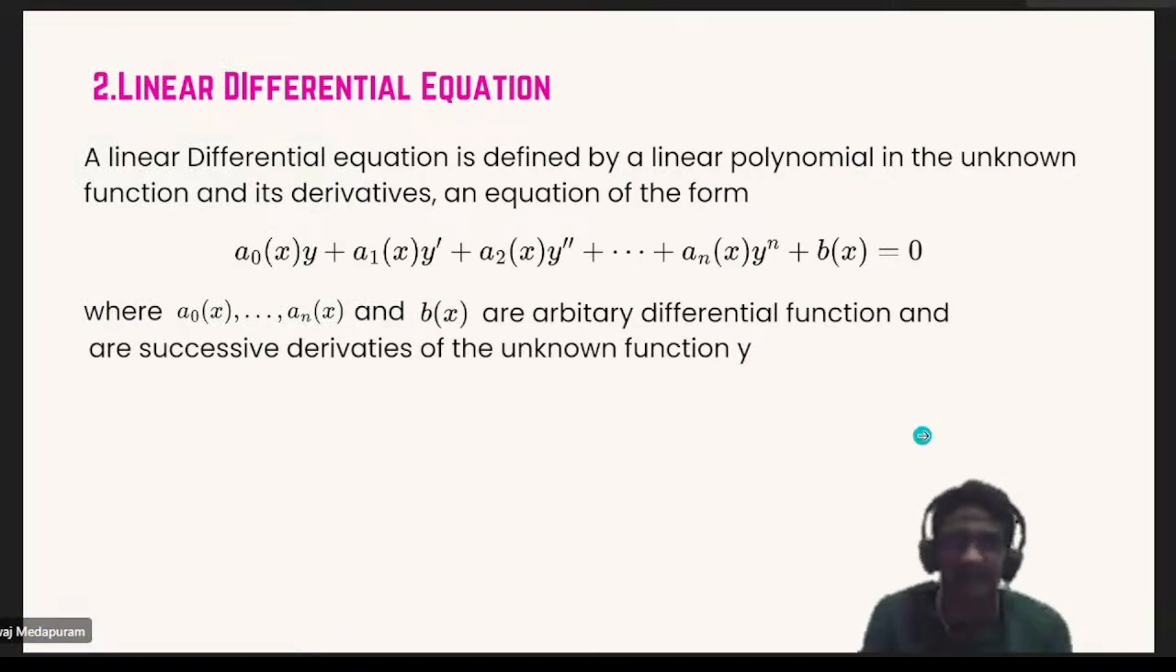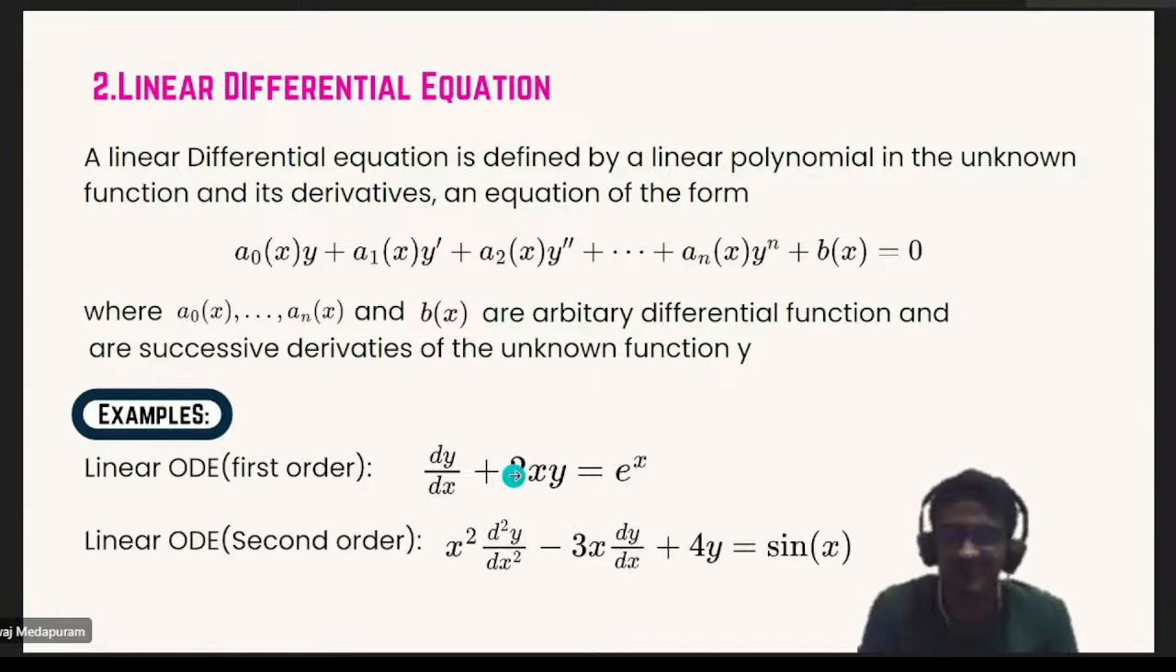The next classification we have is linear differential equations. Again, this is an important fundamental differential equation type we are going to look at. So what is a linear differential equation? A linear differential equation is modeled by a polynomial with respect to y, and you have the coefficients as functions of x. You see here that we have y, y dash, y double dash, y n, and b of x. Just like a polynomial, right? We have let's say y power 5, y power 4, y cube, y square, y, and so on.